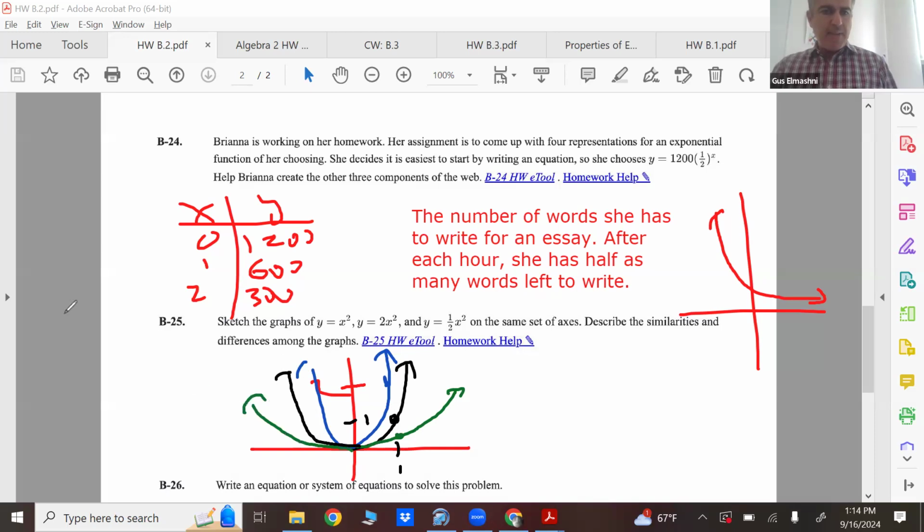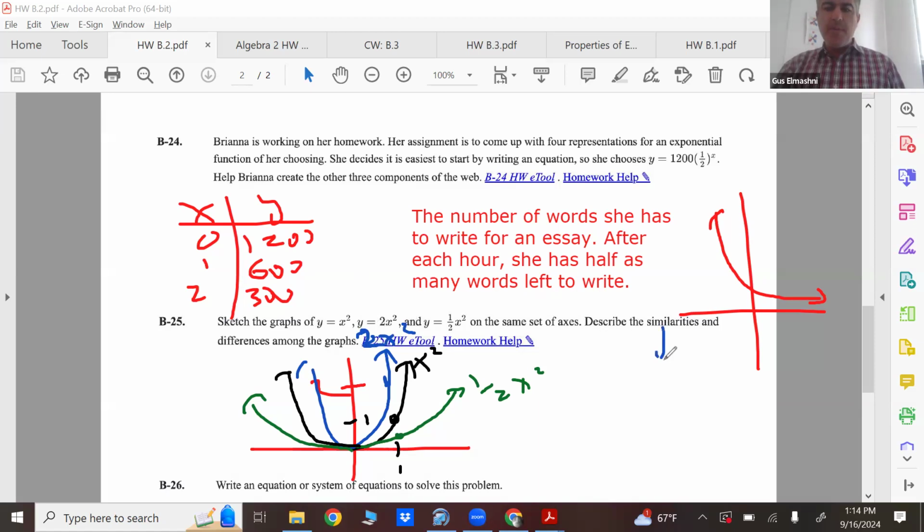And just so you know, the black is y equals x squared. The dark green is 1/2 x squared. And the dark blue is 2x squared. We're not there yet. We are going to talk about vertical stretches of graphs when the time's right. Probably in October, November, we'll do that.